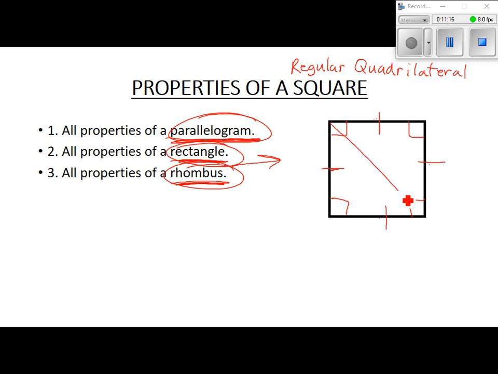The diagonals bisect each other. From a rectangle, the diagonals are congruent, so this length and this length are exactly the same. From a rhombus, the diagonals form right angles in here. They're perpendicular to each other. All those properties that we covered before this one fit for a square.